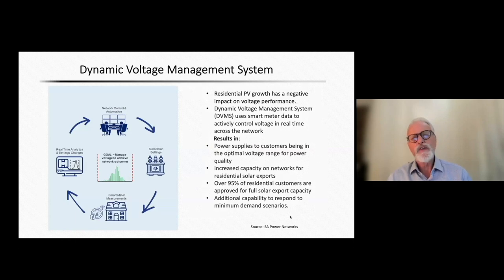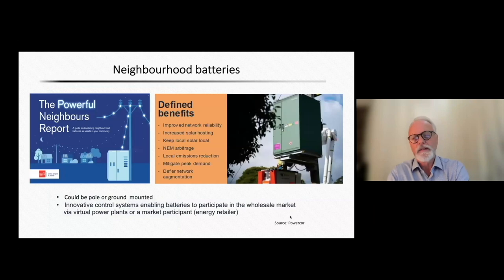And then this whole issue of voltage control becomes increasingly important as more distributed systems go into the system, with dynamic voltage management systems being employed by utilities. We see that in South Australia and Victoria and elsewhere. And then I'm very intrigued by some of these pilots that are being undertaken. This is a terrific report, really interesting to download. You can do it from PowerCor. That's one of the utilities in Victoria.